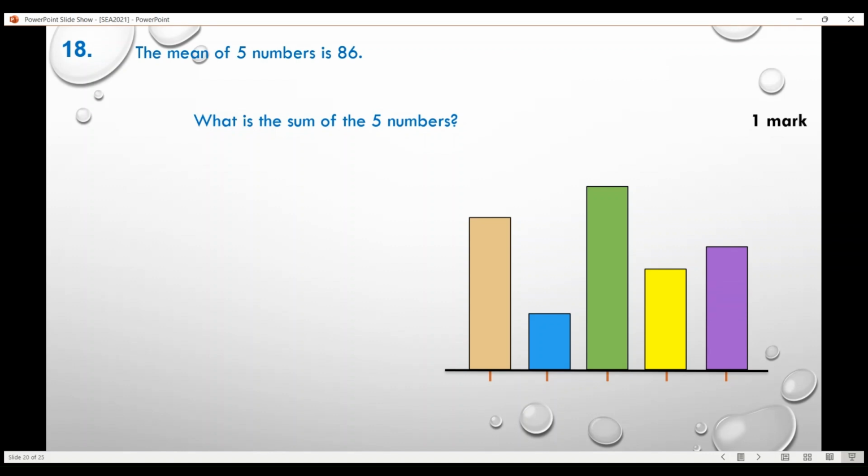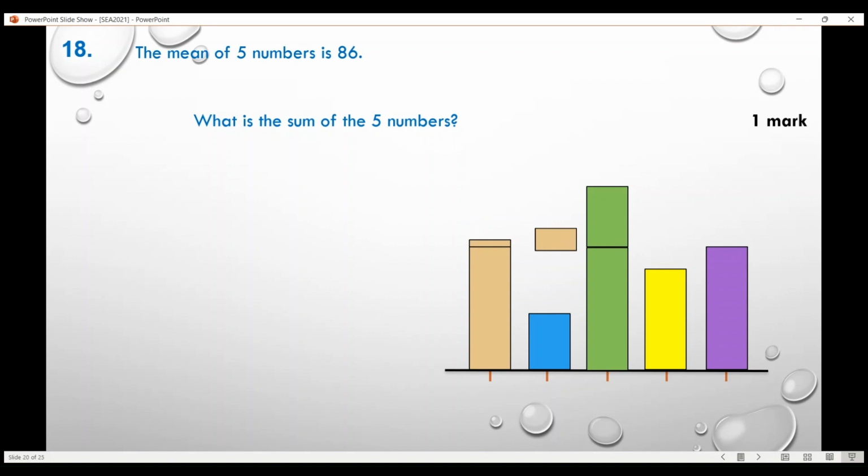When we say it is 86, it means that if we redistribute the amount in each one of these columns so that all the columns are level, that height will be at 86. So let's take a look at the first one. Let's imagine we cut it up into parts. And what's another tall one? The green one. Let's cut that into parts as well.